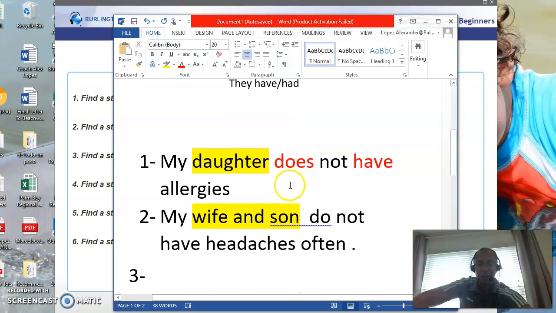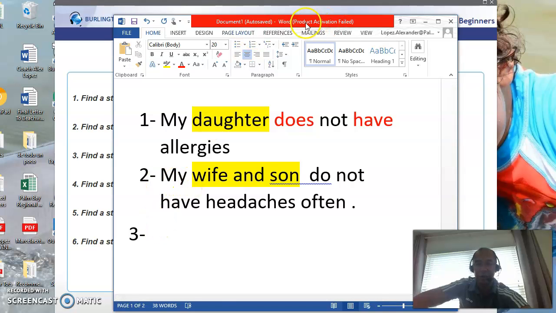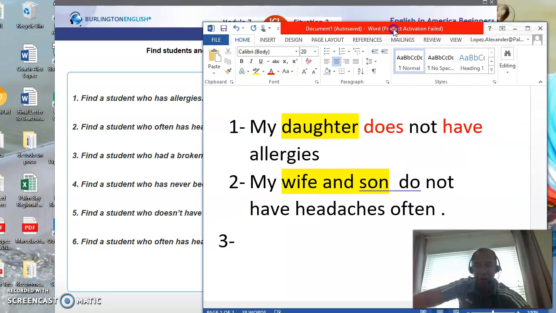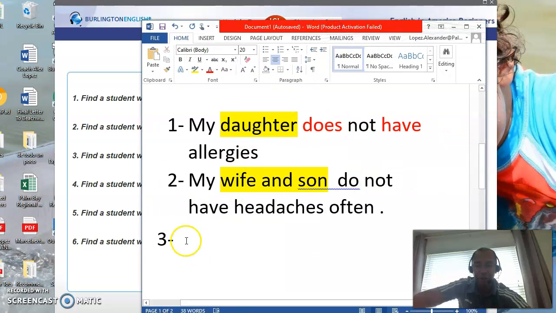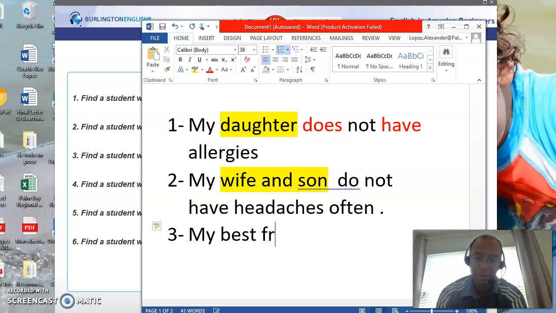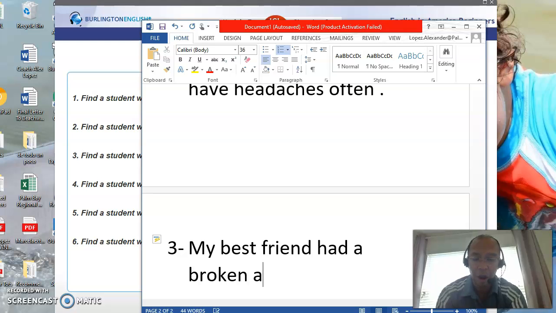tense. So if you want to state something like you want to talk about someone in your family or a friend that had a broken arm, you should say, when he was a child, my husband, my friend, my best friend, had a broken arm as a child.